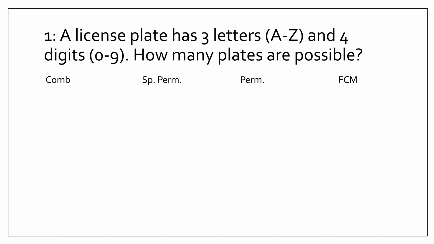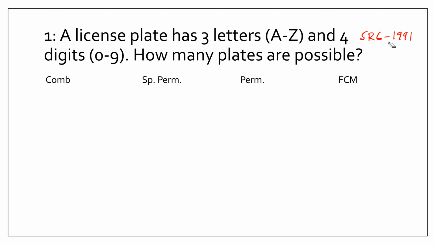So, first of all, a license plate has 3 letters, A through Z, and 4 digits, 0 through 9. How many plates are possible? Now, in order to understand what's going on here, I'm going to actually make an example license plate, because actually seeing a possibility can really help you understand the math. So if I'm making an example license plate, let's see, I need 3 letters. I'll do my initials, SRG. I need 4 digits, so I'll just do the year of my birth, 1991. This is a possible license plate, right?